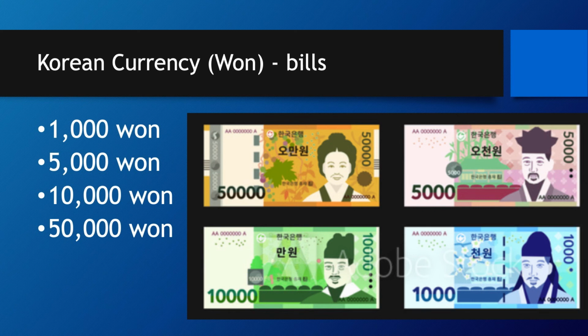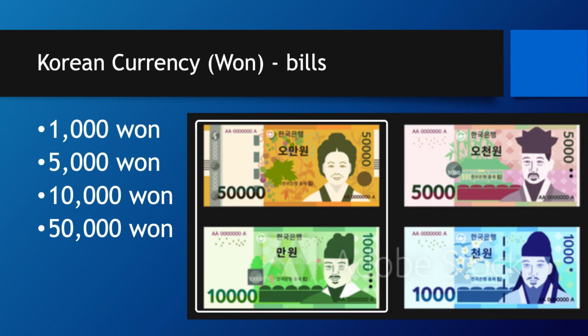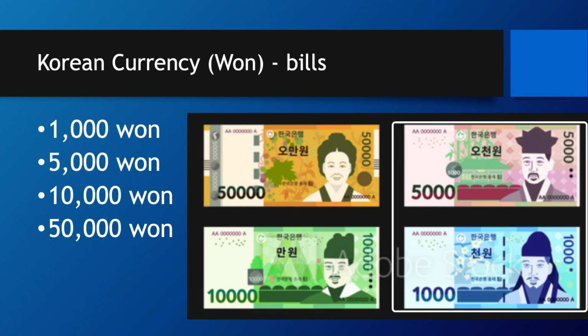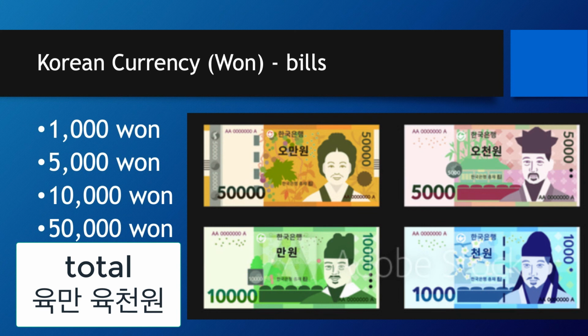Pop quiz. What is the total amount of money shown in this sample? 5만, 5천, 만, and 1000. If you add them all together, the left column becomes 6만원. Right column becomes 6천원. So total is 6만 6천원. Make sure you can count the combination of bills when you plan to visit Korea.